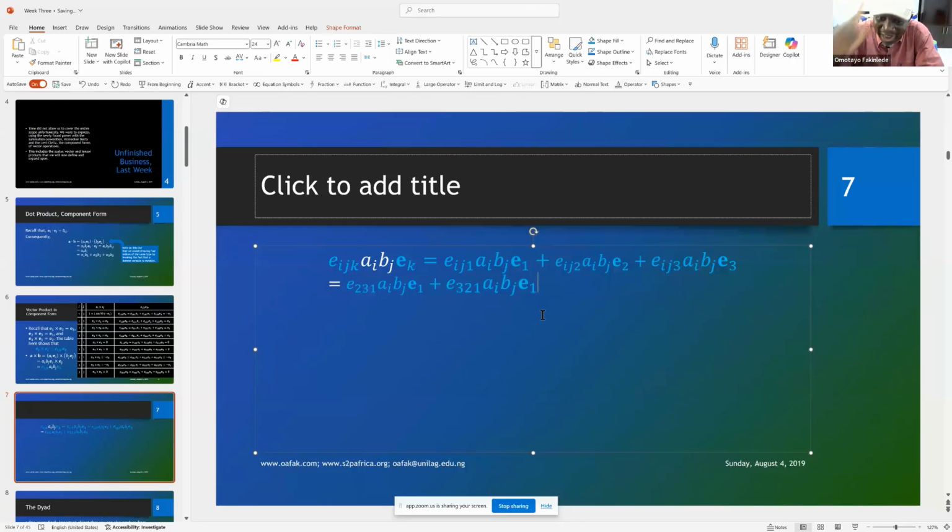Can somebody tell me why every other term that will occur here must be 0? If you know it, go to the chat room. I will come back to look at it. And then I will add this one.